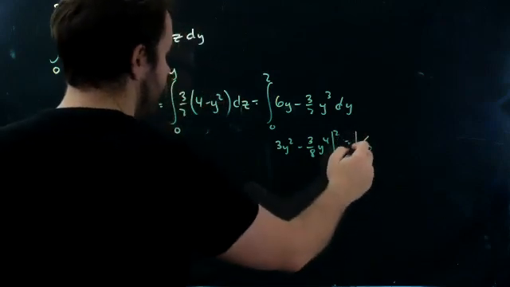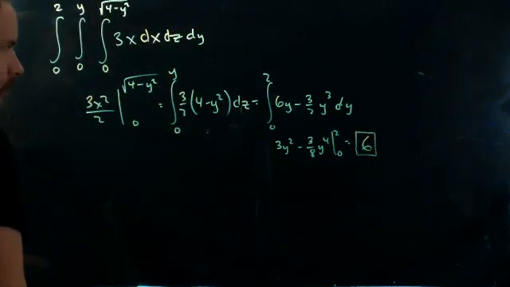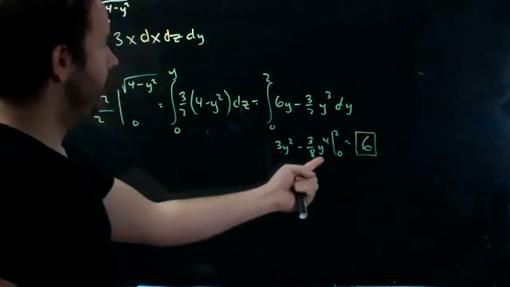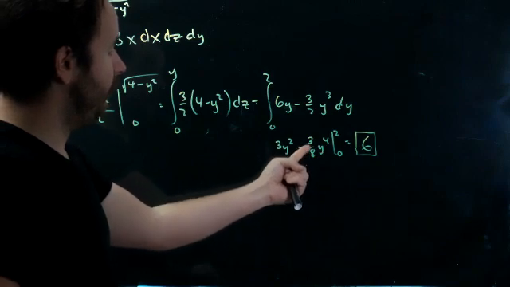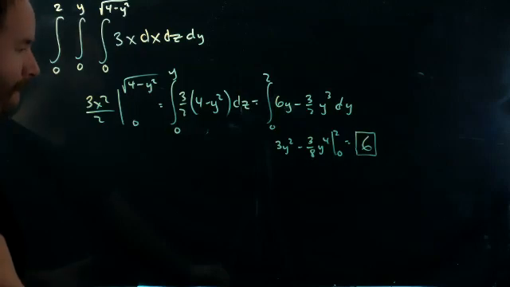That's an answer. Is it right? 3y squared minus 3/8 y to the 4th. Plug in 2 squared is 4 times 3 is 12. 2 to the 4th is 16 divided by 8 is 2 times 3 is 6. 12 minus 6 is 6. Yeah, you're good. Okay.